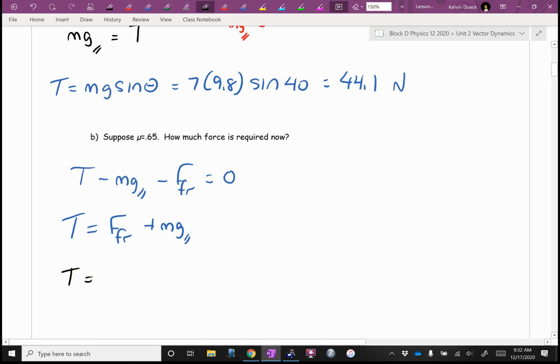Karn? I don't know the normal force. Oh, but look. I know another force the same size as the normal force, but it's not mg. What is it in your free body diagram this time? It's on your sheet of paper. You'll have to look at your sheet of paper. Sorry? Mg perpendicular plus mg parallel.